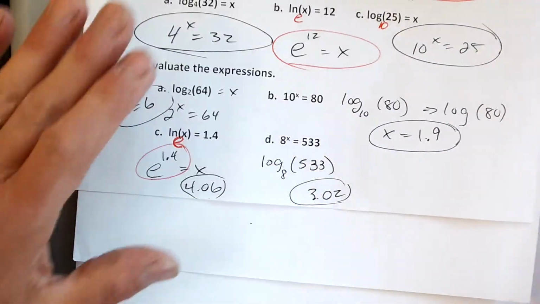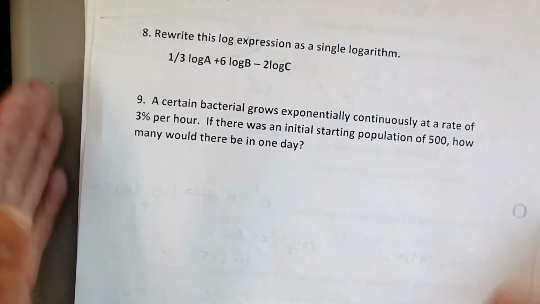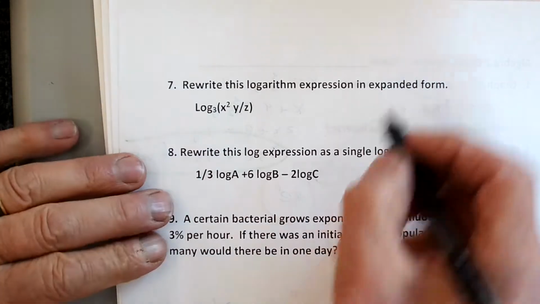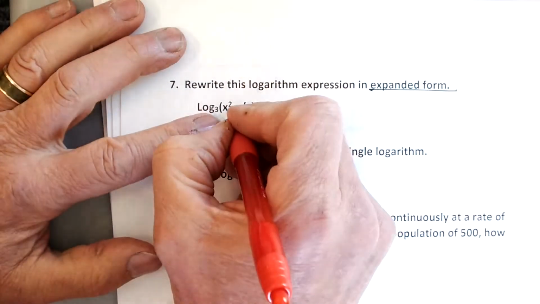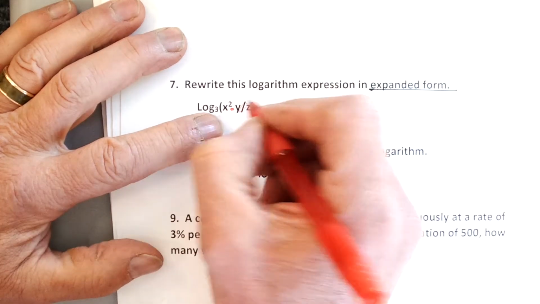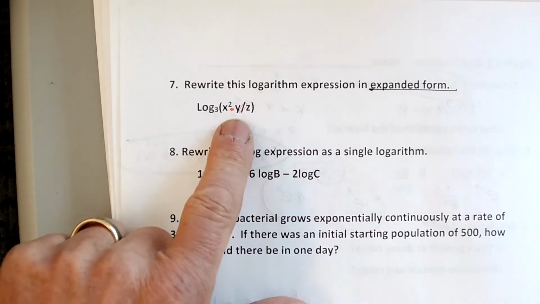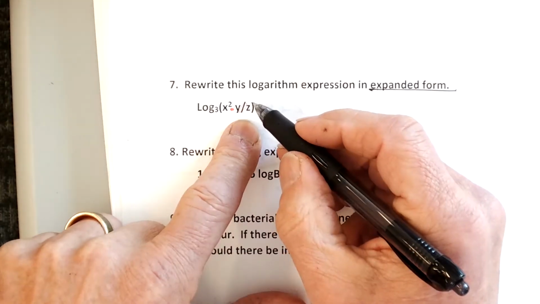All right. Hopefully you guys are following along. Okay, on the back side, we're almost done. Rewrite this log equation in expanded form. Let's see what we have. We have a times sign right here and a divide sign right here. Okay, so we're going to rewrite it, and when I see the times, I separate them with plus signs. And with the divide, I'll separate with a subtraction sign.